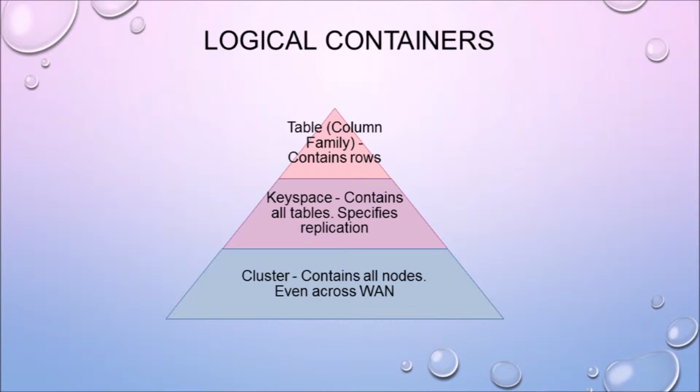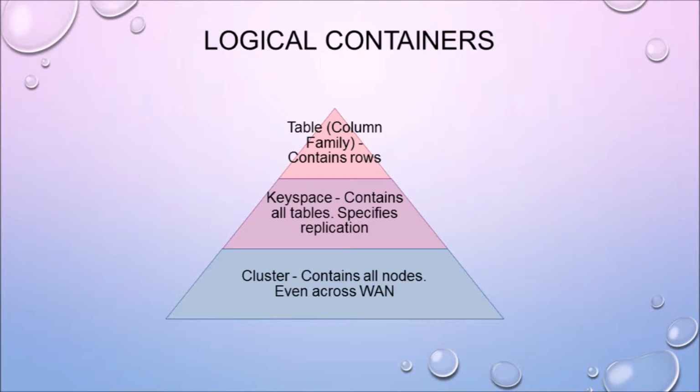So we have three logical containers in terms of CQL. From now on, if I say SQL, it is CQL, not SQL, because we are all in a Cassandra training session, whatever. So we have the cluster, which contains all the nodes, even across WAN, across data centers. And then we have key space. Think of key space as something like schema in MySQL. Yeah, it's like a container for all your tables.